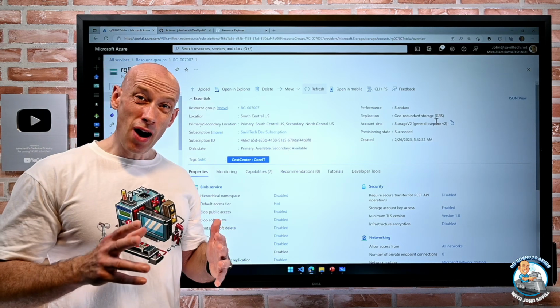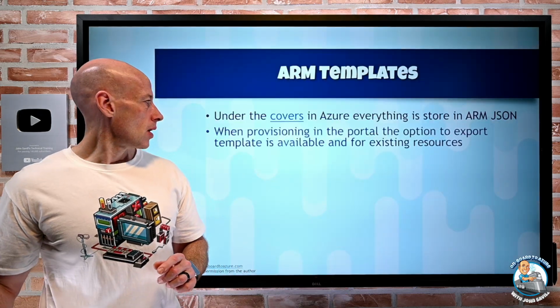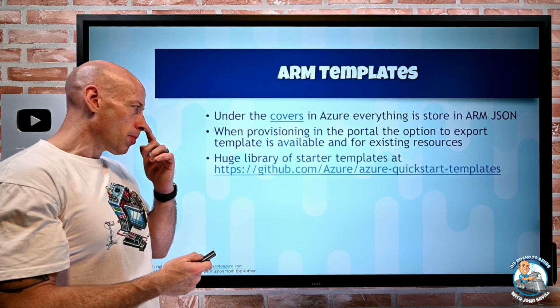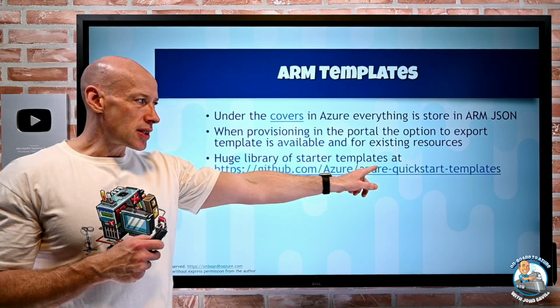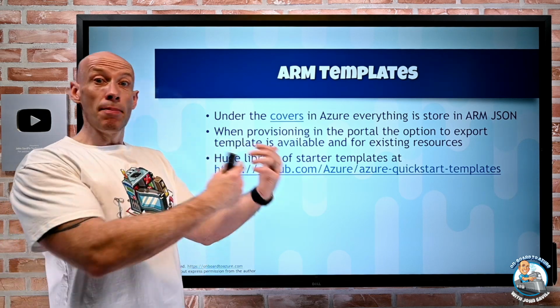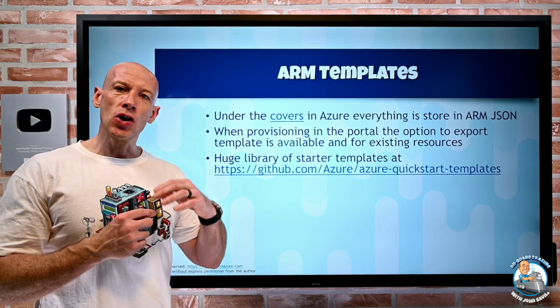But that's so powerful. It's a game changer in how we work. So we talked about, hey, we can see the export options. There's a huge library of starter templates. And what the quick start templates now show me is both the ARM JSON and the Bicep that we're going to see as well.